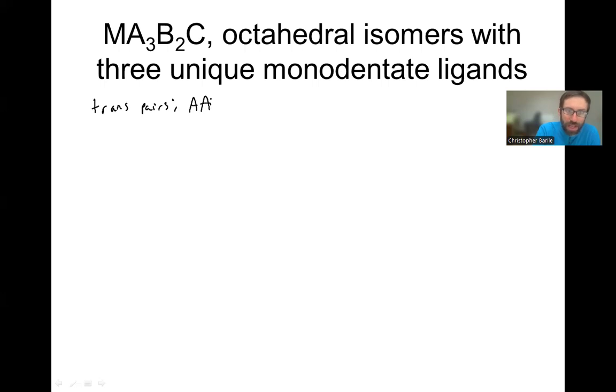So we look at AA, that will be the first trans pair in the most alphabetically advanced first place. Okay, so AA are going to be across from one another. And then next, to keep things alphabetical, is going to be AB. And once we have those two trans pairs defined, that forces the third trans pair to be BC.